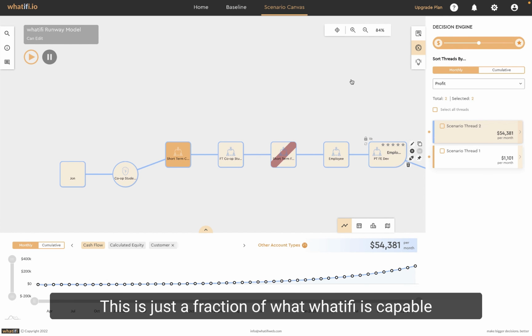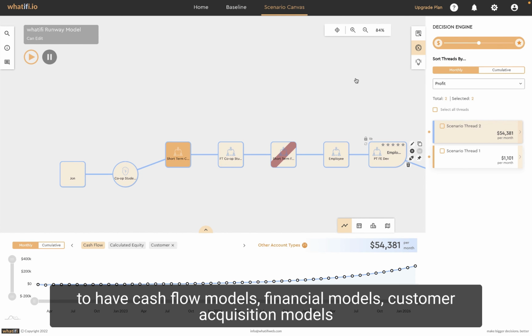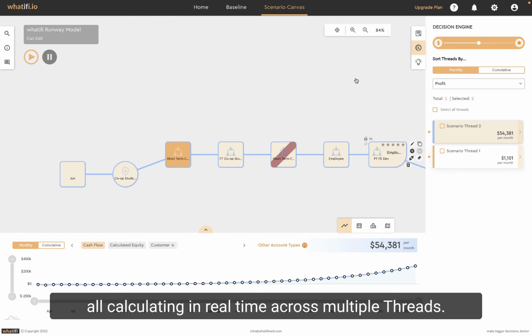This is just a fraction of what Whatify is capable of, but here's a basic example of being able to have cash flow models, financial models, customer acquisition models, all calculating in real time across multiple threads.